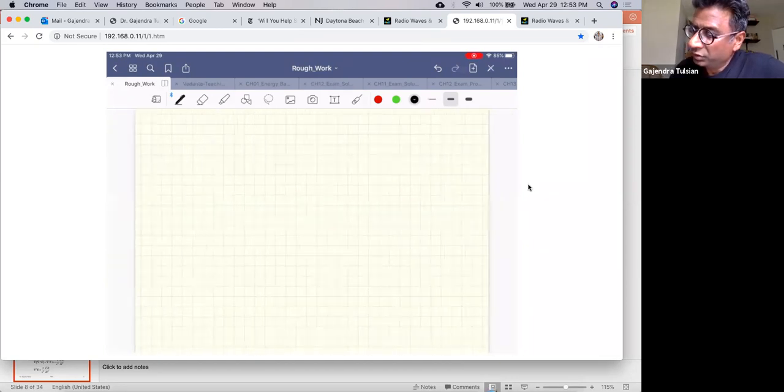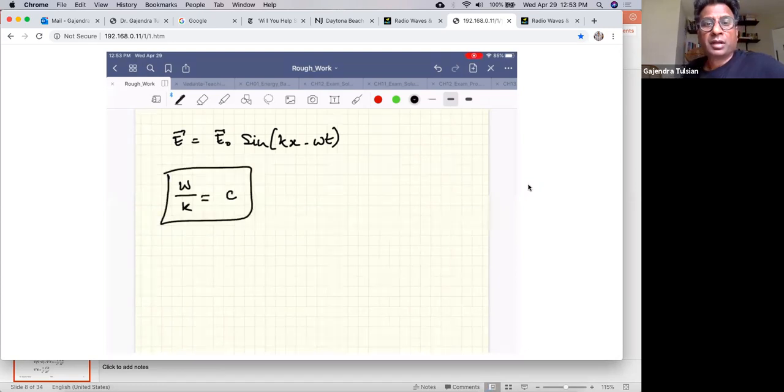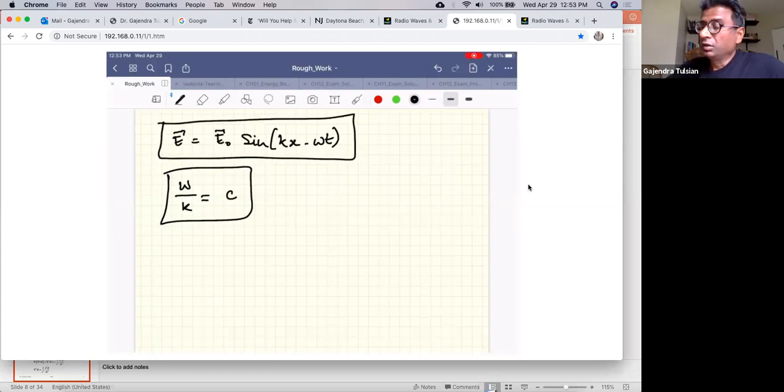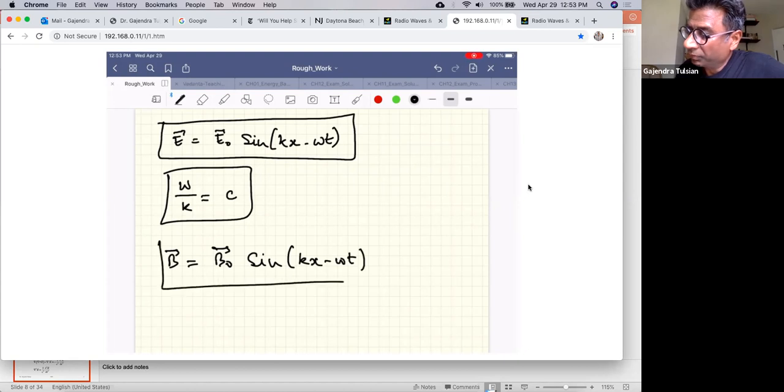And here is a solution to this differential equation. E is E naught sine kx minus omega t, and where omega by k is equal to c, the speed of propagation of light. All right, so these are plane wave solutions, and this is what we're interested in. So you'll have an equation for the magnetic field similarly, and exactly the same solution. Okay. All right, these are plane electromagnetic waves.